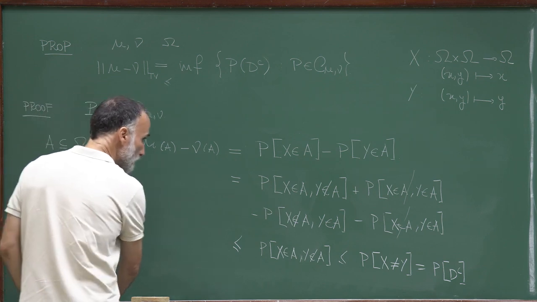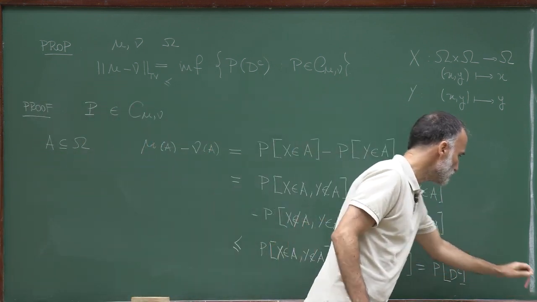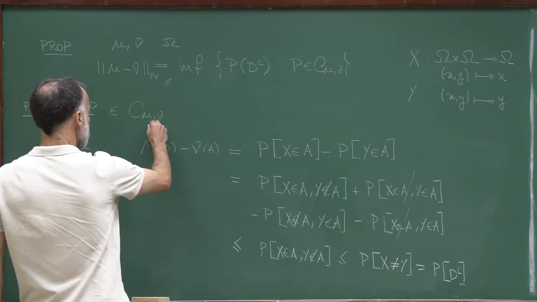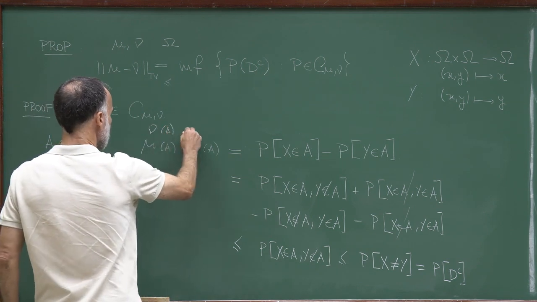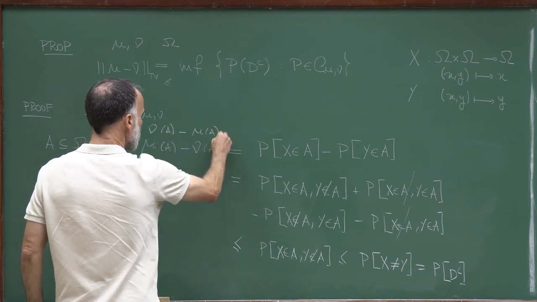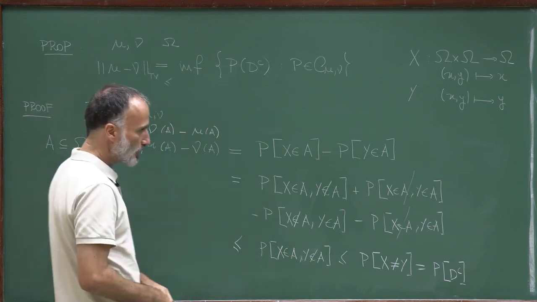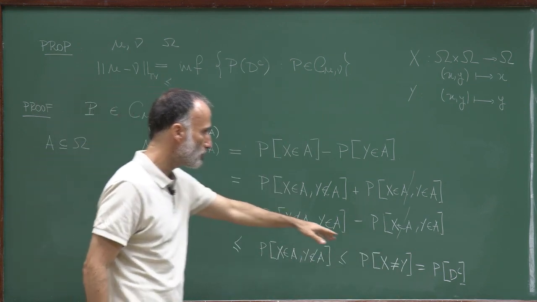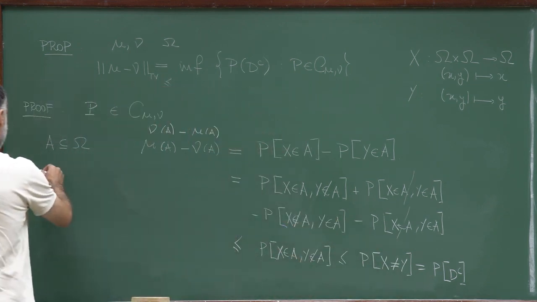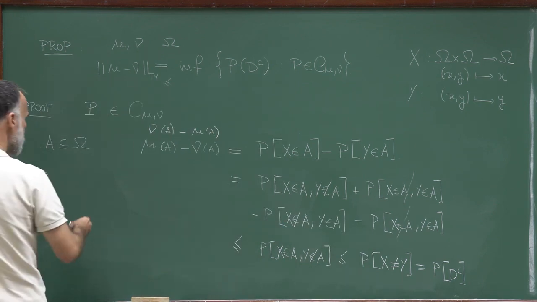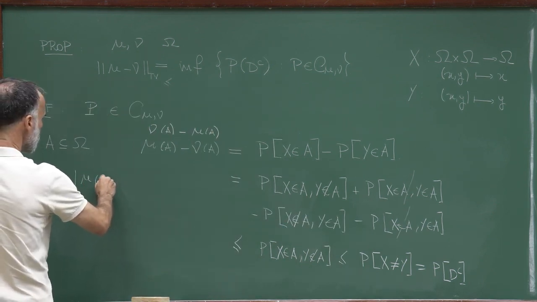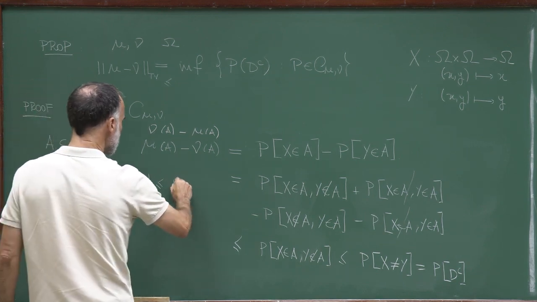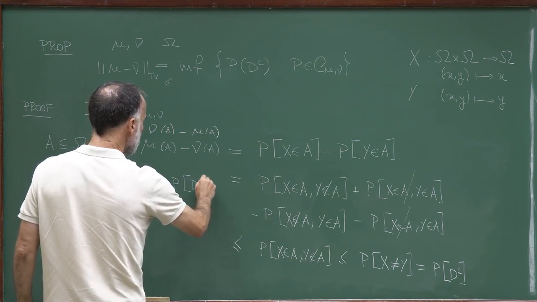So we never used a particular property of P in this computation. Well, and the same computation, of course, I can replace the role of mu and nu. So I can get that nu of A minus mu of A is also bounded by this probability. So I have here a number and minus this number, which are bounded by a non-negative number. So I deduce from these inequalities that the absolute value of mu A minus nu of A is less or equal than the probability of the complement of the diagonal.